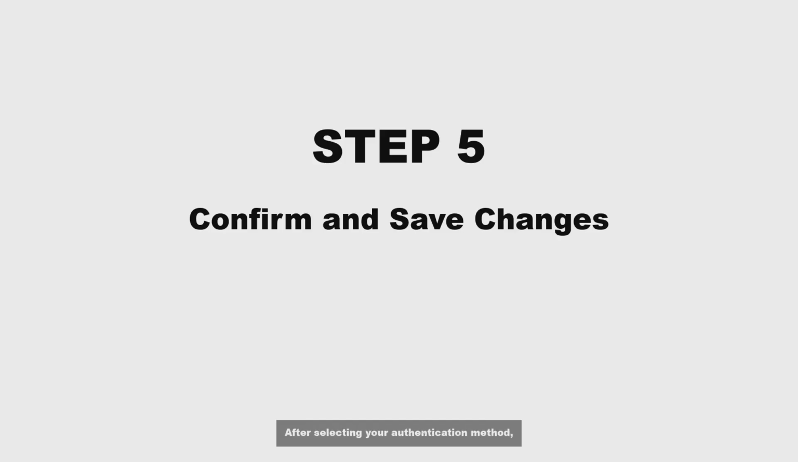Step 5. Confirm and save changes. After selecting your authentication method, you may need to verify it by entering a code sent to your chosen device. Once verified, save your changes to enable two-factor authentication.